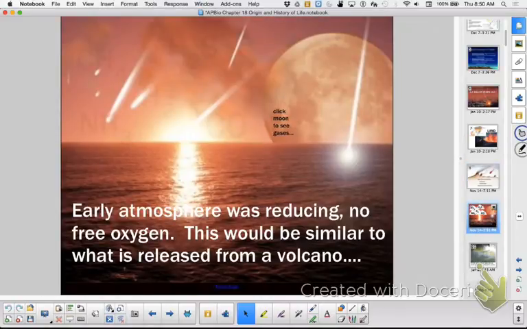Okay, so now we need to review oxidized and reduced, right? So if it's a reducing environment, what don't you have? You don't have free oxygen. You could have oxygen, let's say, in water, but you don't have any O2. Now, why is this good? Because it is conducive to building, not to breaking down, right? You need oxygen to burn things.